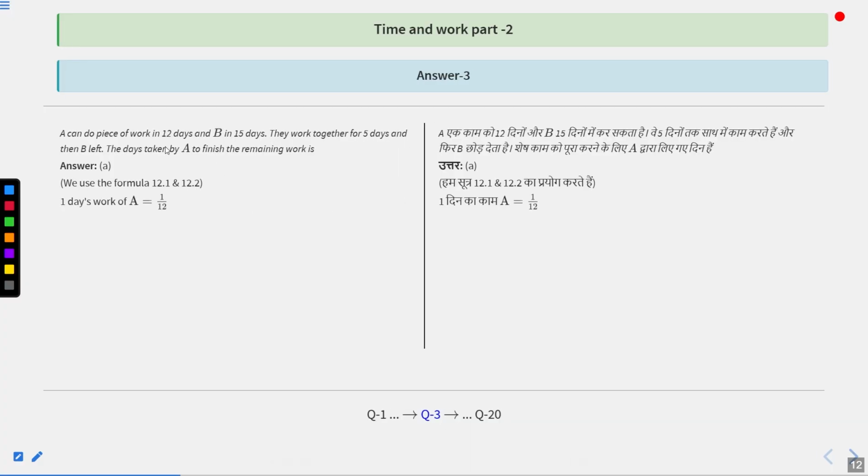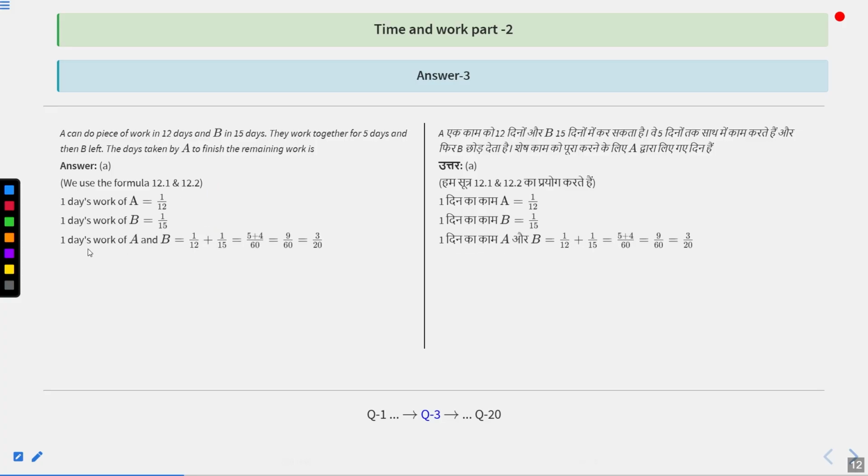Now the question says that A can do a piece of work in 12 days and B in 15 days. So we can calculate the 1 day work of A and 1 day work of B, which is 1 by 12 and 1 by 15. Clear? So the 1 day work of A and B together will become 1 by 12 plus 1 by 15. When we calculate it, we get 3 by 20.